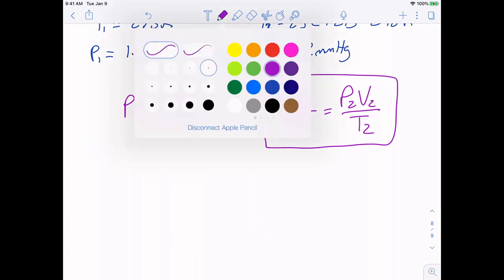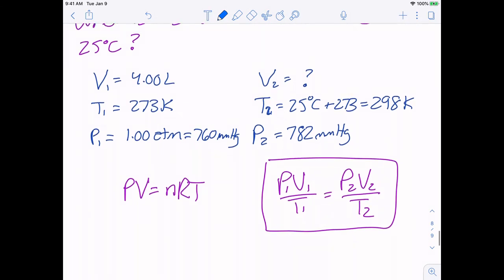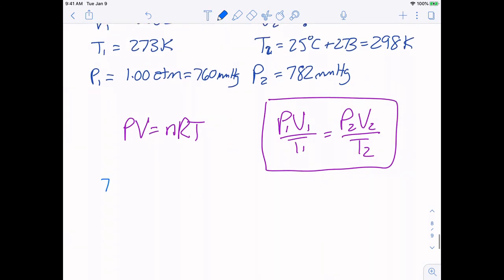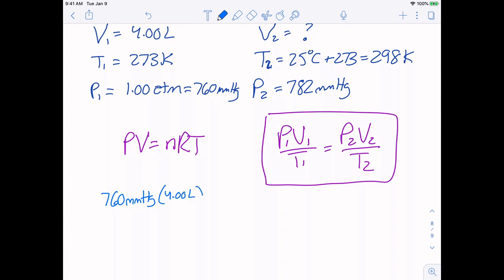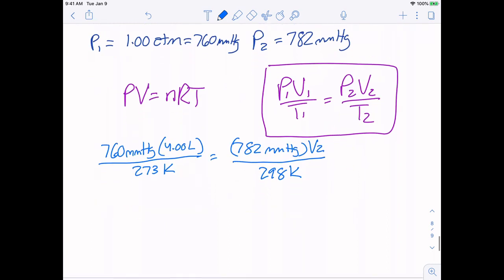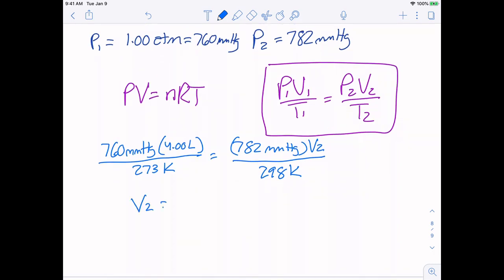So now that I have that, we're just going to plug our numbers into it. So P1 is 760 millimeters of mercury. V1 is 4 liters. T1, 273 Kelvin. That's equal to P2, which is 782 millimeters of mercury, multiplied by V2, which is my unknown, over T2, 298 Kelvin. And then we just want to solve for V2, and that will be my answer.